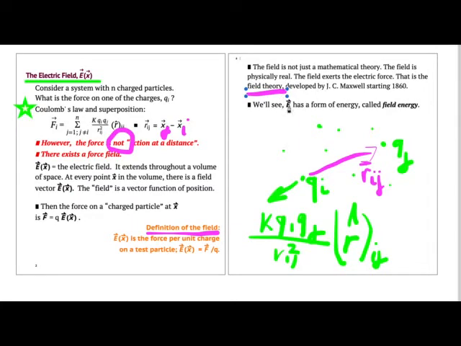Eventually, we'll see that the electric field has a form of energy, which we can call field energy. So it's real. It possesses energy. It exerts forces on charged particles.